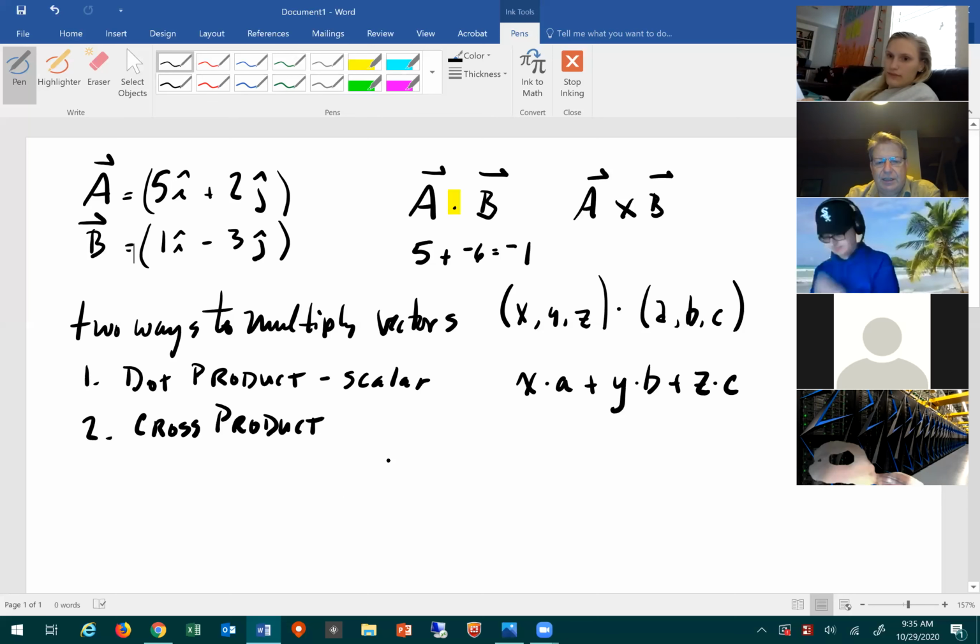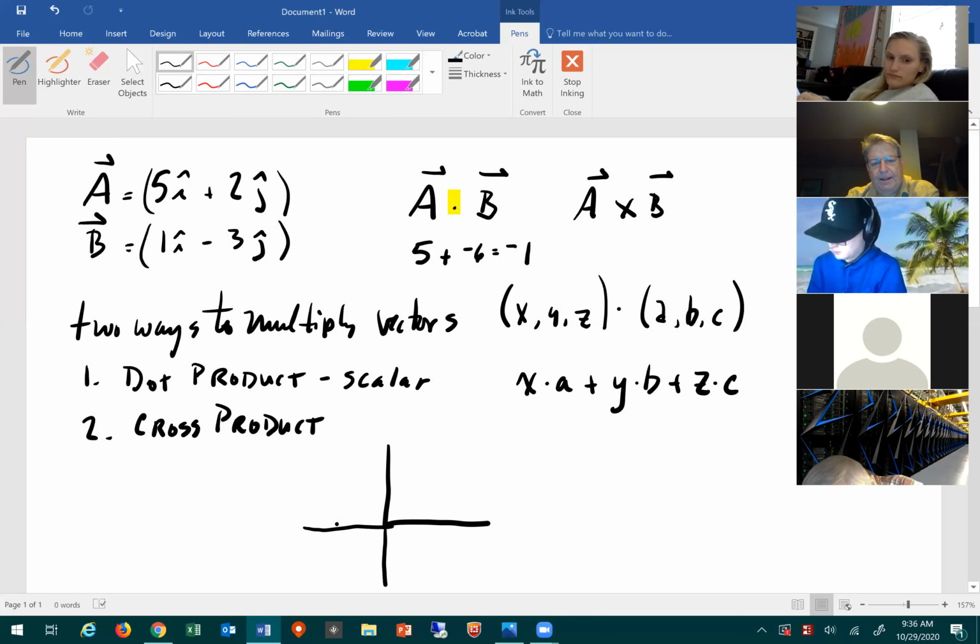So let's see if I can draw this. This is where I wish I had my pen for drawing straight lines. So the first arrow is 5 plus 2, so it's this. And the other one is 1 plus negative 3.